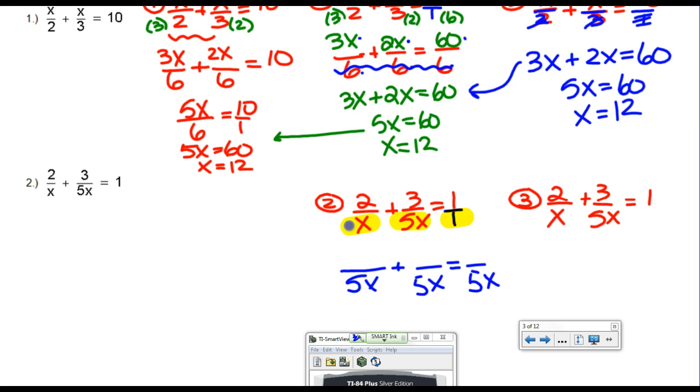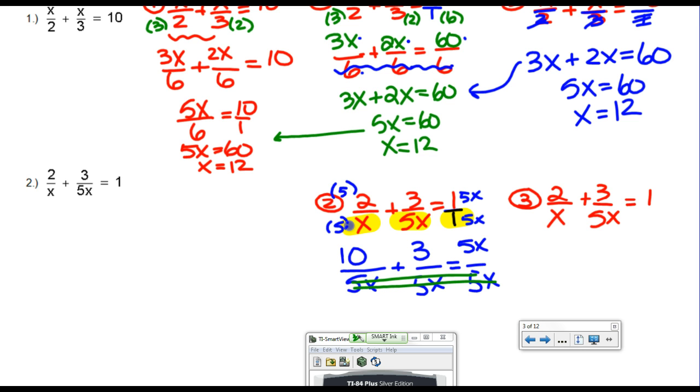Okay, so that means that I have to multiply a 5 to that x. So I multiply a 5 to the 2 to make 10. For this one, this denominator was the same, so 3 stays. And for 1, I have to multiply that with a 5x, so I multiply the numerator with a 5x. So if I do it this way, then my denominators all go away.